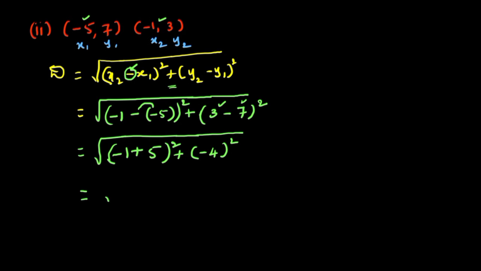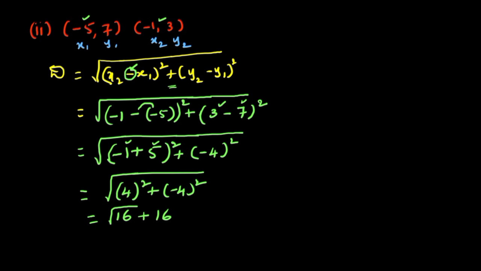And in the next step again, you see this is 5 minus 1, this is 5 plus 5 and minus 1. This result gives us 4 whole square, and here it is minus 4 whole square, right? So 4 square is 16, and minus 4 square is again 16. So 16 plus 16, the root of 32.